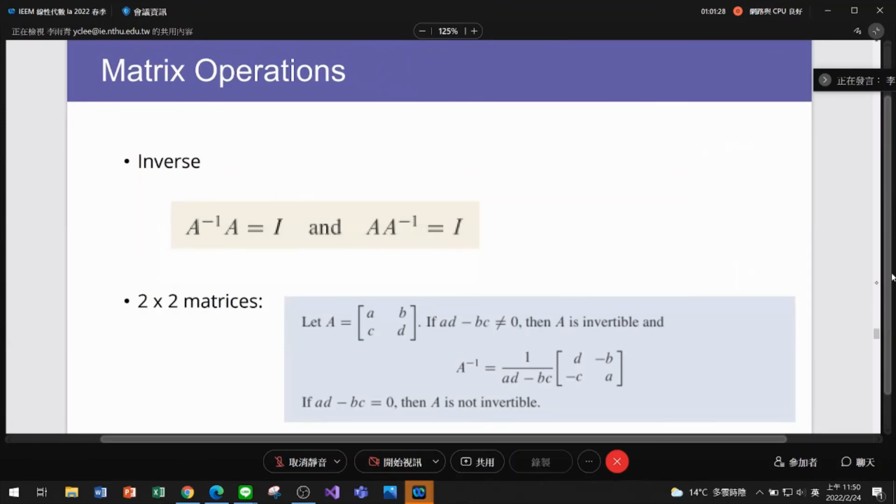Okay, the next matrix operation we're going to introduce is called matrix inverse. Matrix inverse is defined as follows. This is its definition. If we can find a matrix A inverse such that A inverse multiplied by A equals the identity matrix, and A right multiplied by A inverse also equals the identity matrix, we call this matrix the inverse matrix of matrix A.